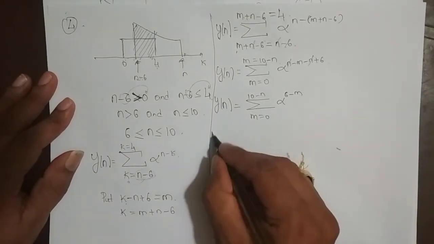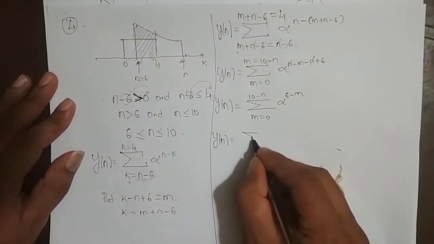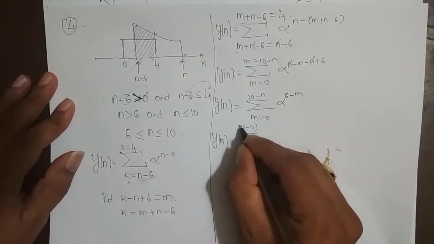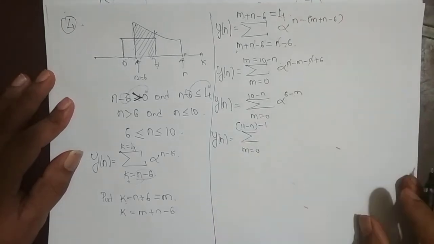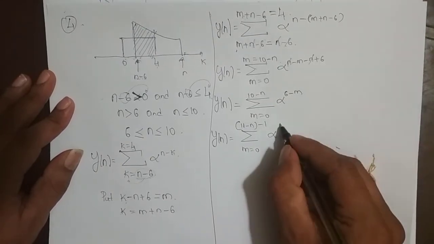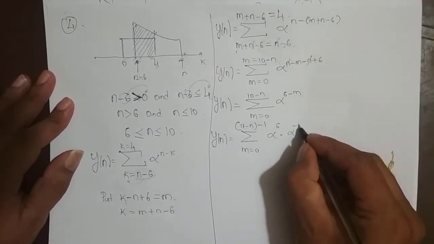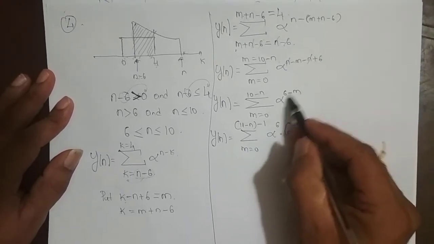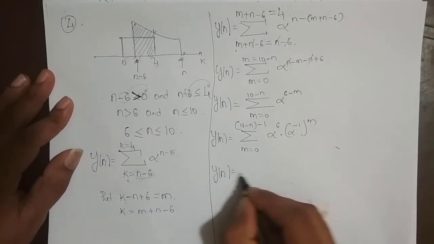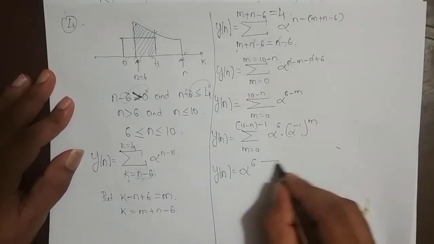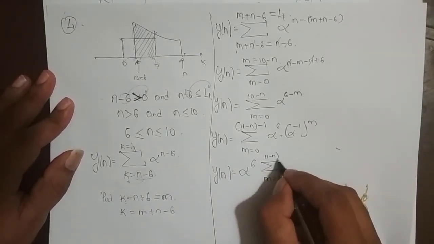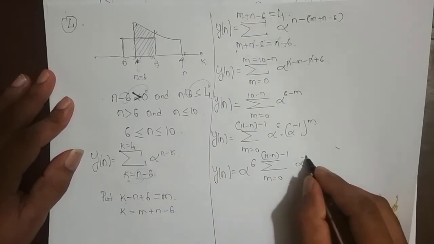Now I'll bring this to the standard form. y of n is equal to summation m varying from 0 to 11 minus n minus 1, so that it is 10 minus n. This is nothing but alpha power 6 into alpha power minus 1 whole power m. I just split this alpha. Now alpha power 6 is a constant, I can take it out, right? So y of n is equal to alpha power 6 into summation m varying from 0 to 11 minus n minus 1 of alpha power minus 1 whole power m.